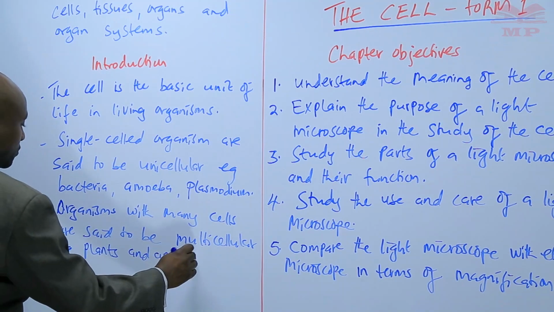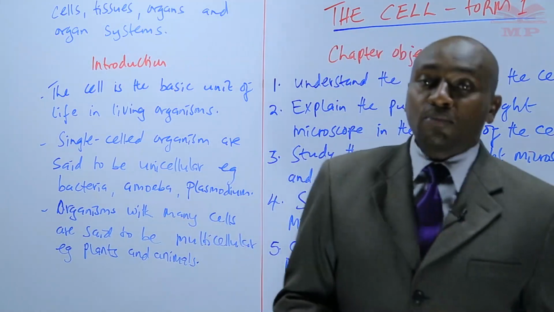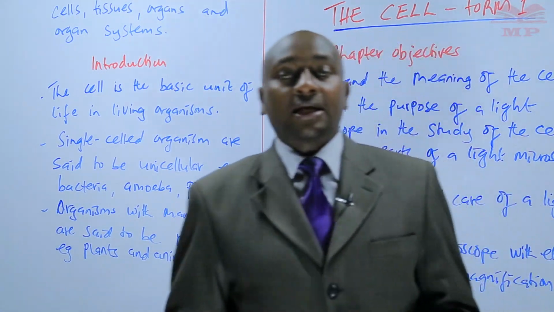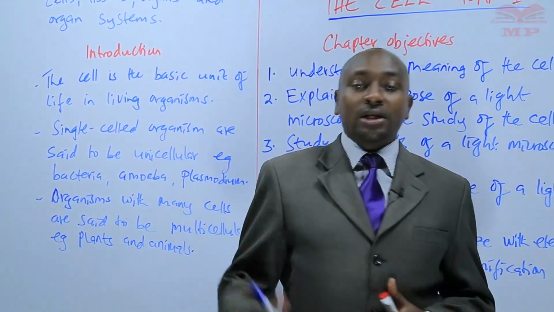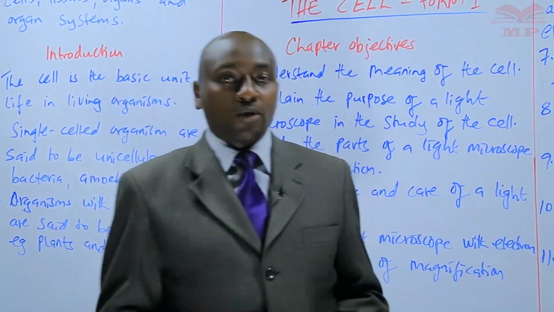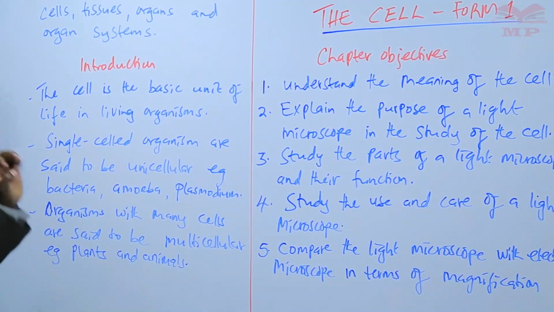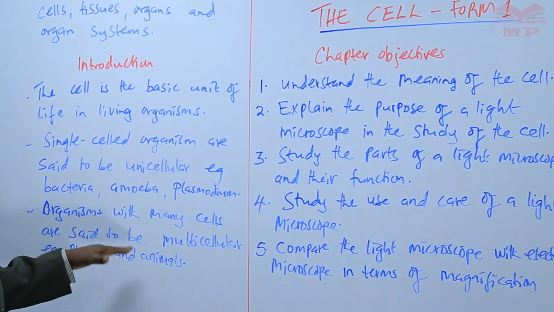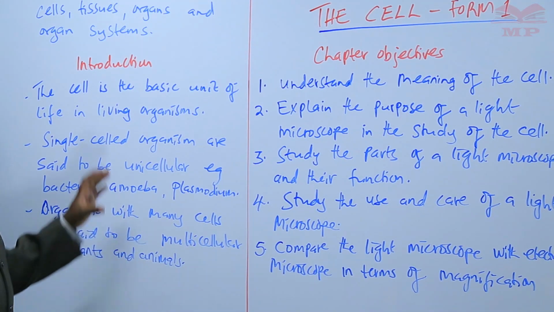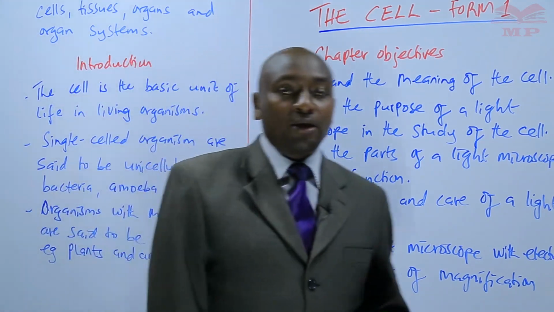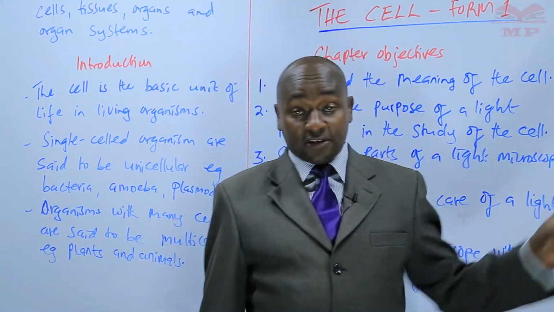So basically what we are saying is that we will not restrict ourselves to plants and animals only, but we'll also look at the microorganisms. We'll study bacteria, we'll study amoeba, we'll study various microorganisms, what we are calling unicellular organisms, single-celled organisms. And we'll also study those organisms that have multiple cells, that is the multicellular organisms. So basically, we've seen that organisms are made of cells, and we have a different number of cells in different organisms.